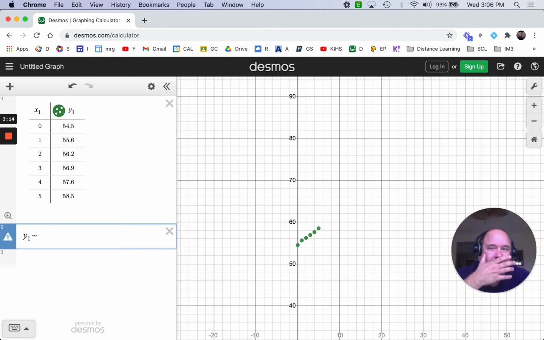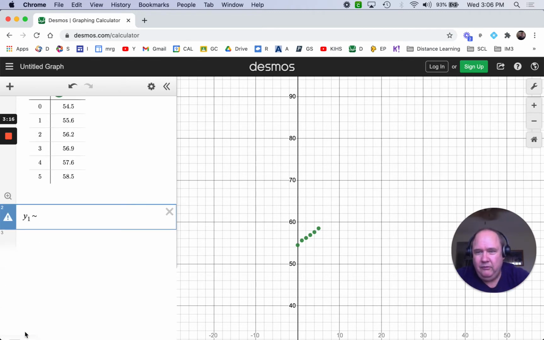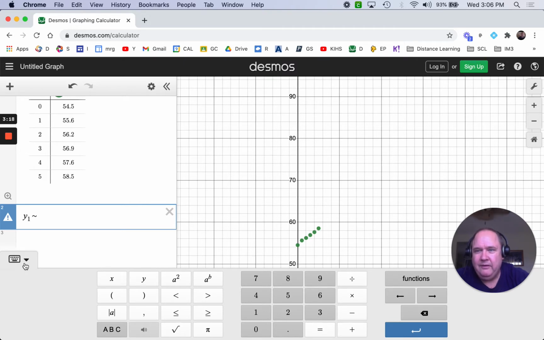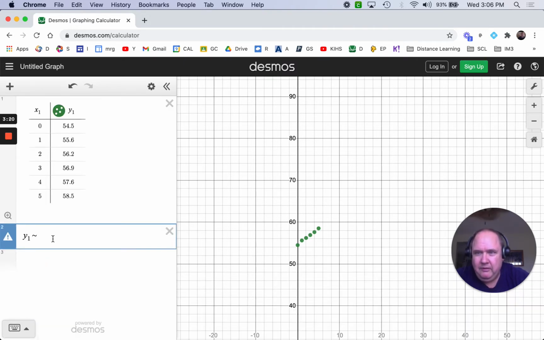Now, it's not on the Desmos keyboard. So if you click on the Desmos keyboard, it's not here. It's actually on your keyboard. Now, on my actual keyboard, it's on the top left. And I go shift and that. So I wonder if you can find where that is. Kind of looks like a mustache.